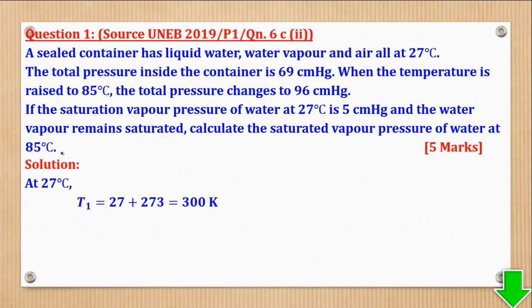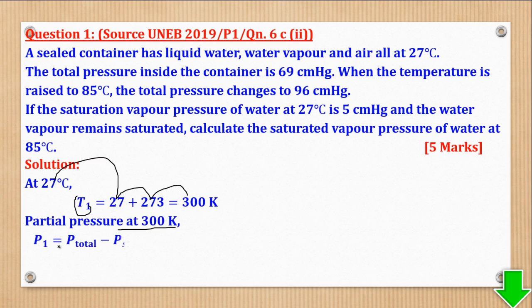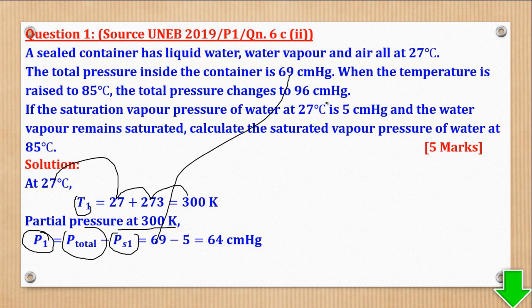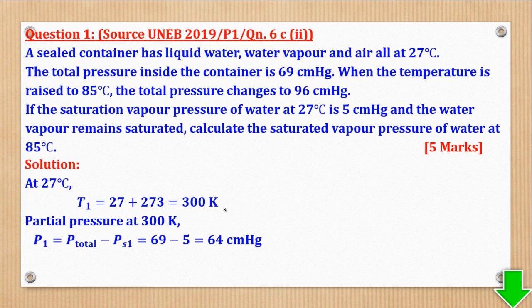So we shall say that at 27 degrees Celsius, T1, remember T in gas laws, temperature should be in Kelvin. So convert the 27 to Kelvin to give you 300 Kelvin. That is T1. Then the partial pressure at that temperature, P1, which is what will be used in gas laws, is equal to P total minus P saturated. So P total was given as 69 and P saturated was given as 5. So you come up with this, and this is the pressure which will be used in the ideal gas equation.